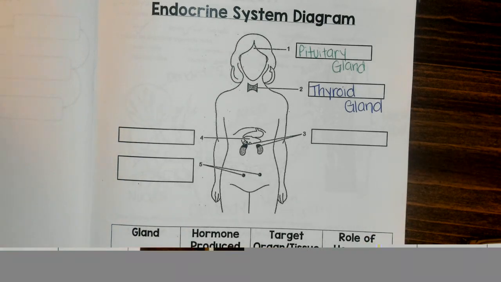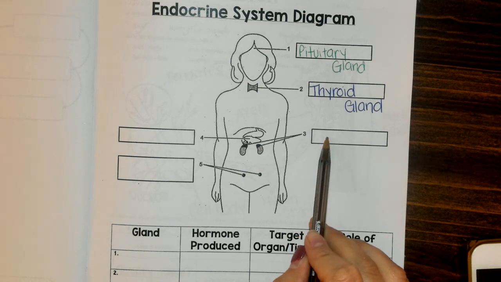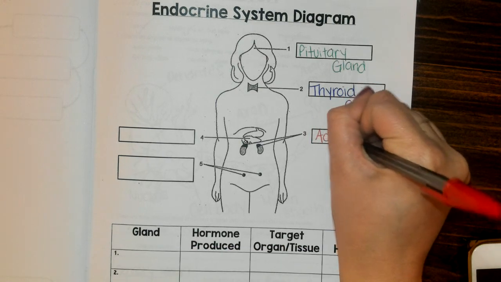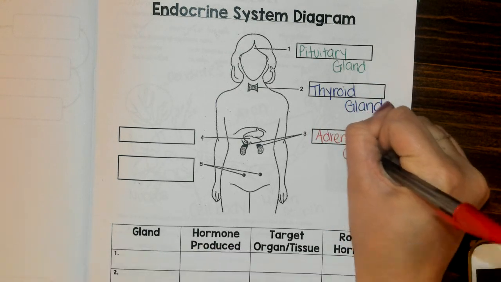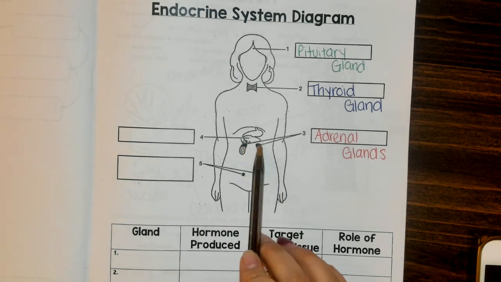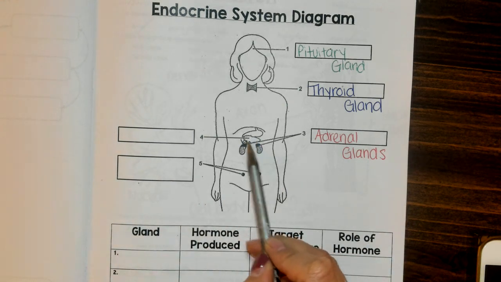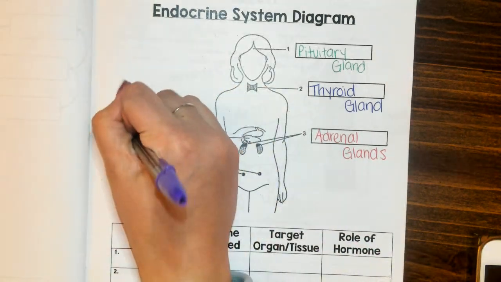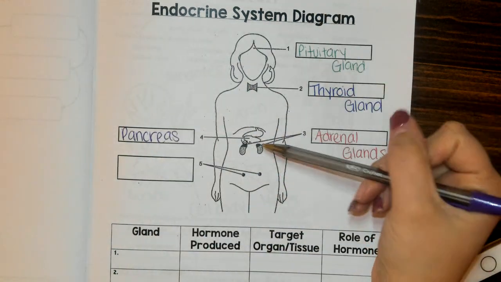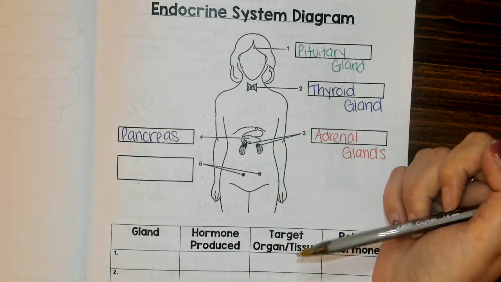Next, number 3, we have the adrenal glands, and these are located on top of your kidneys. Because you have 2 kidneys, you're going to have 2 adrenal glands. Next, number 4, we have the pancreas, and that's this one right here. The pancreas is located a little bit behind the stomach and on top of the kidneys.